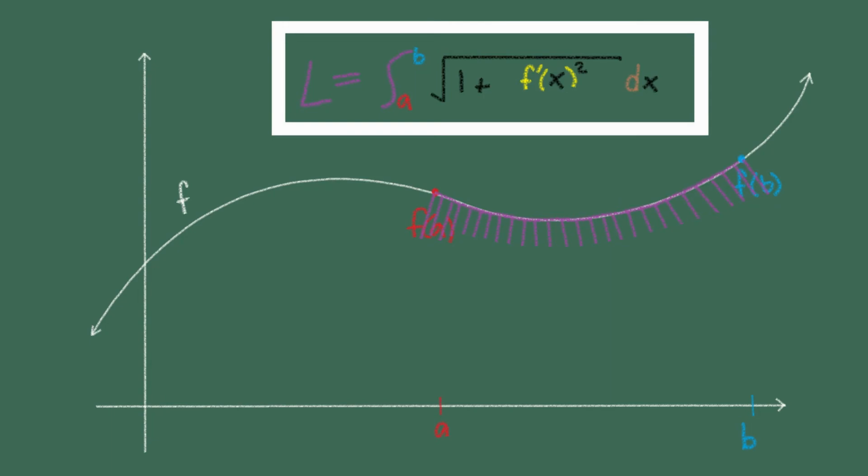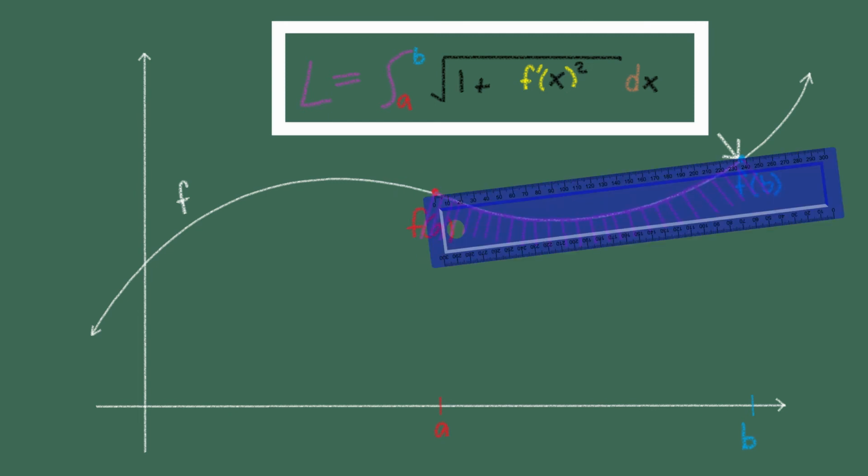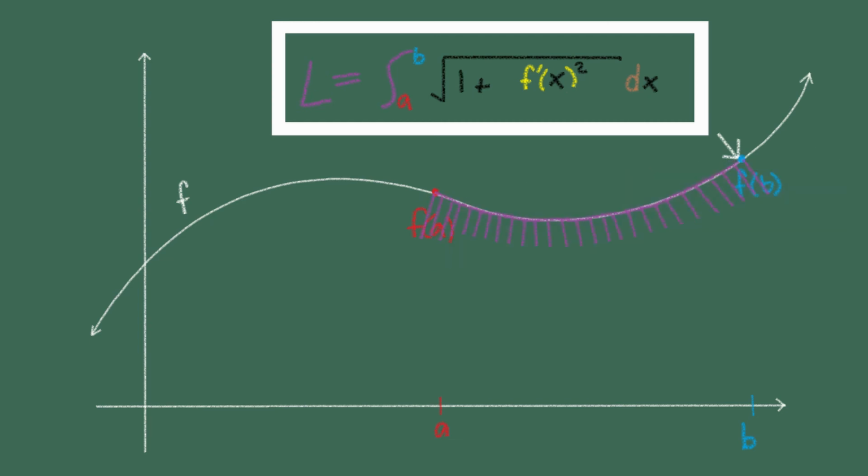Simply put, if we use our chopped up ruler along the entirety of the curve, we will be able to measure the exact arc length of f. Amazing! But hey, how come this doesn't just give us back the straight line distance between the points a, f of a and b, f of b? That's a great question, and I dare you to ask me in the comments below.